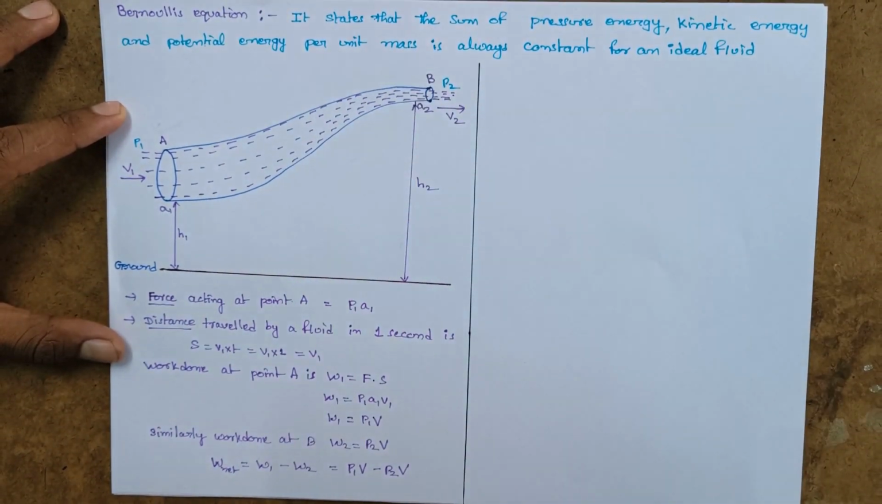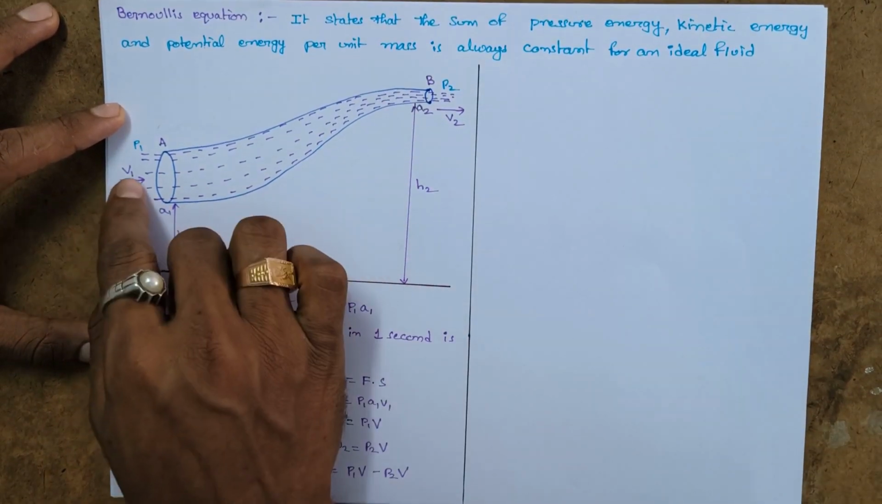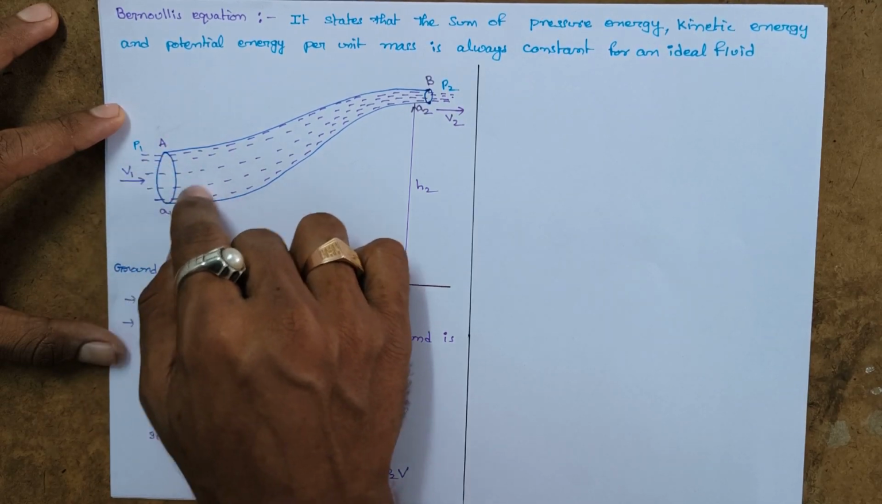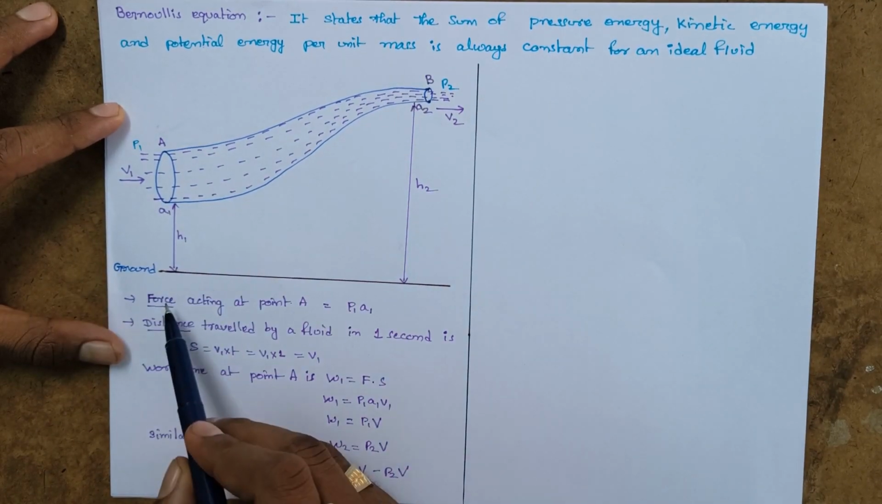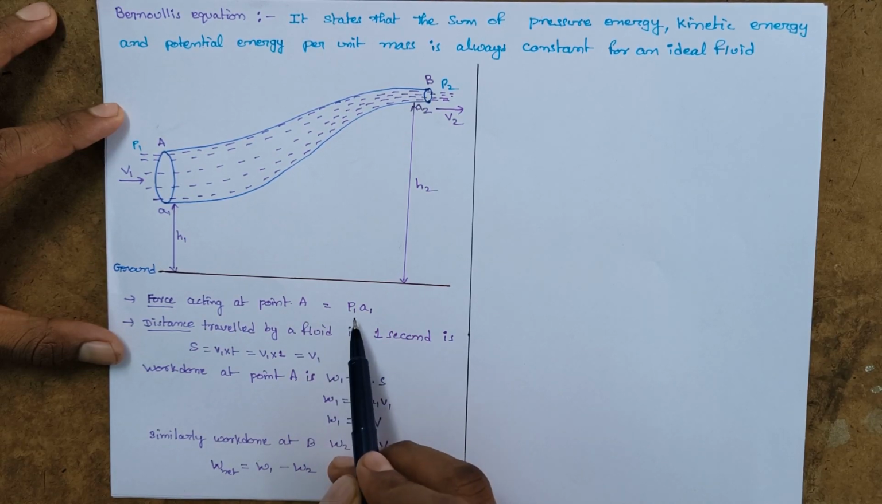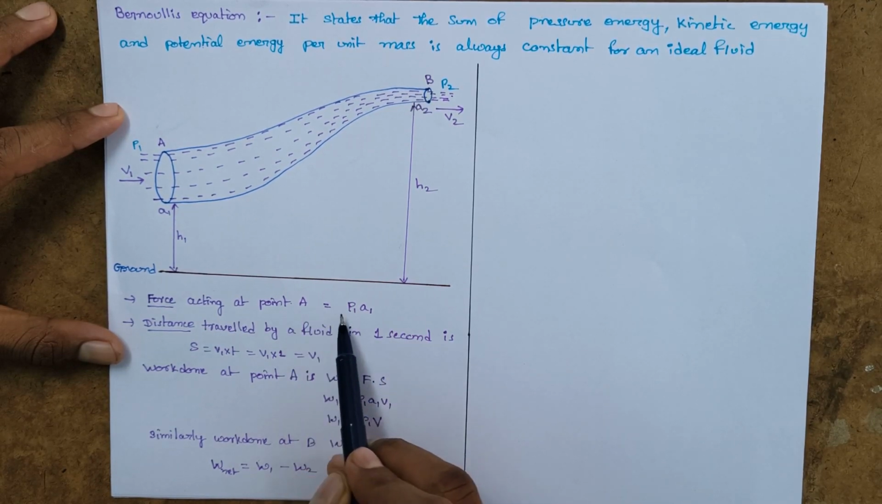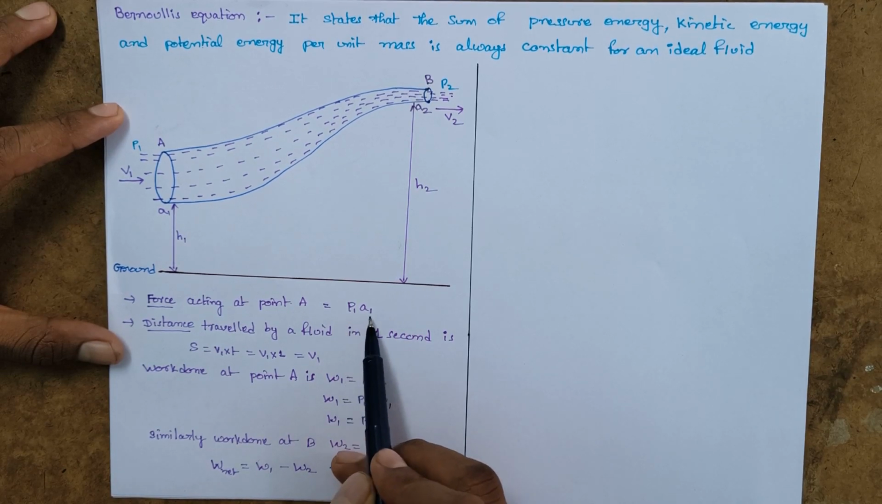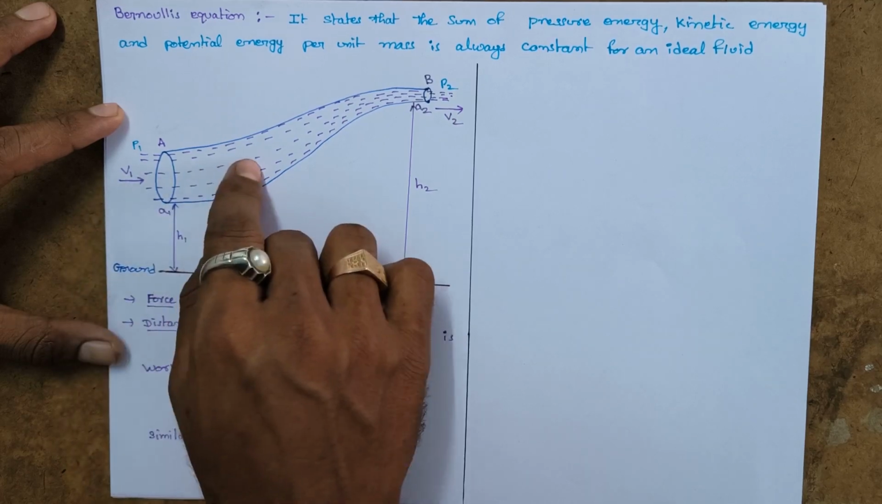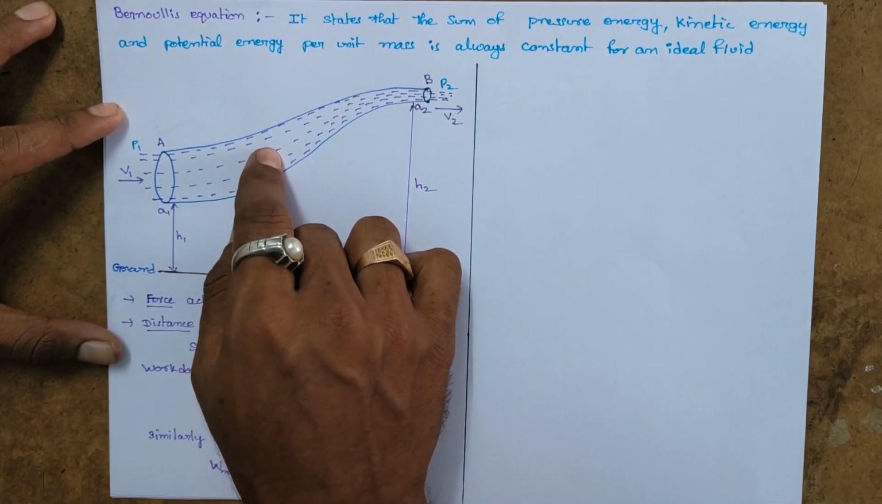at point B. Now whenever a fluid is entering into the pipe, there must be a force acting on this area of cross section, right? So the force acting at point A is F equal to pressure into area. So F1 means pressure into area 1, so P1 A1, right? Due to the force, the water displaces some distance.